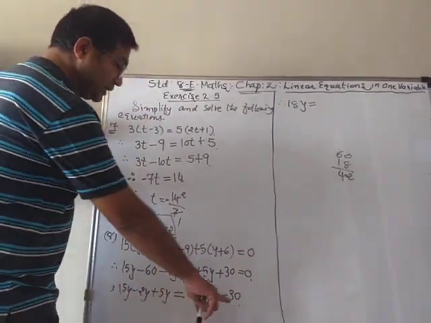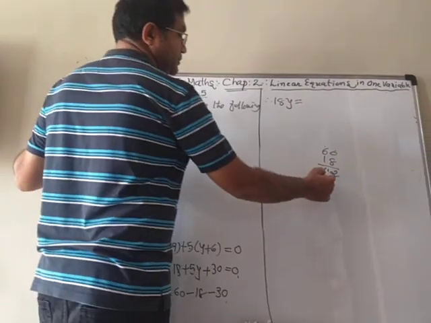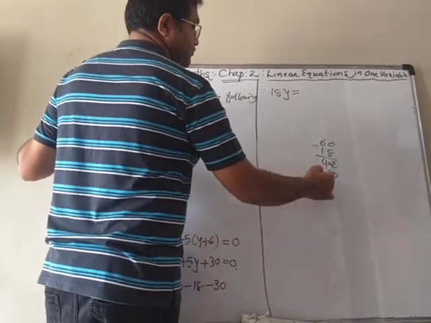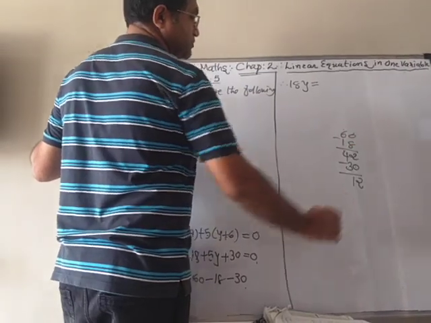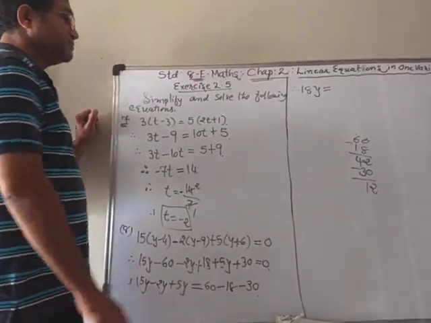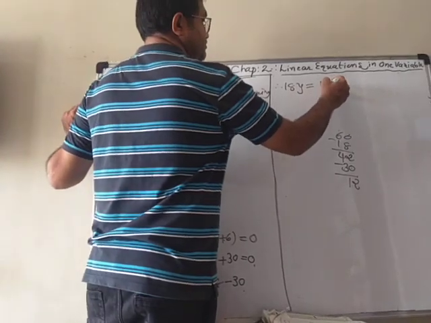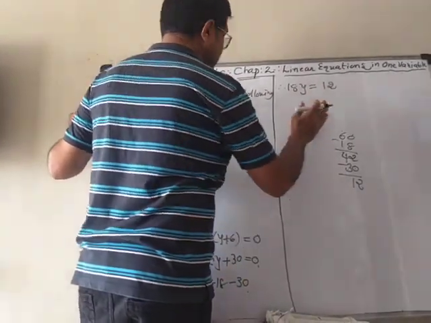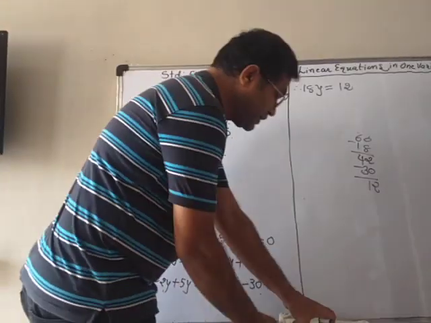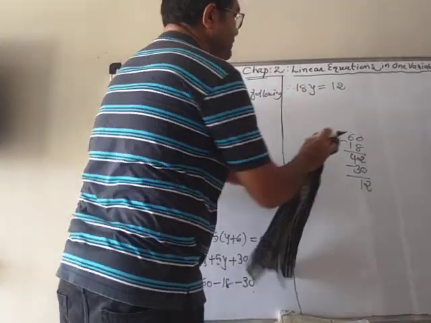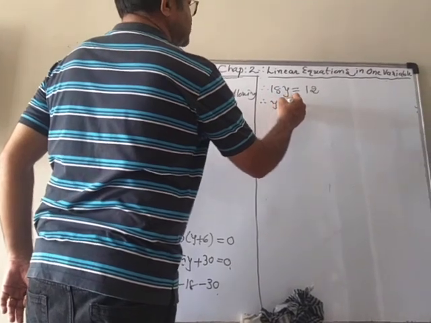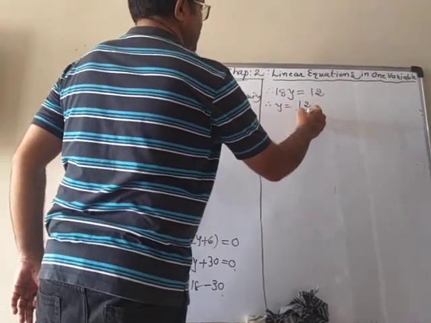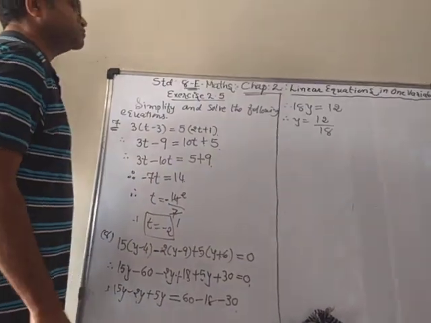So 42, and then again minus 30. So 2 minus 0 is 2, 4 minus 3 is 1. So your answer is 18y is equal to 12. And then we have to just simplify for the answer. Therefore, y is equal to 12 upon 18.